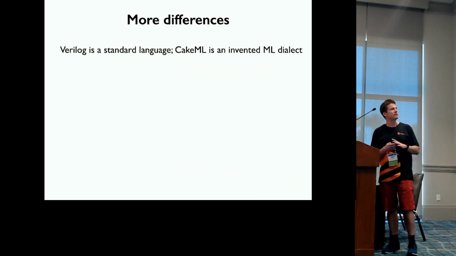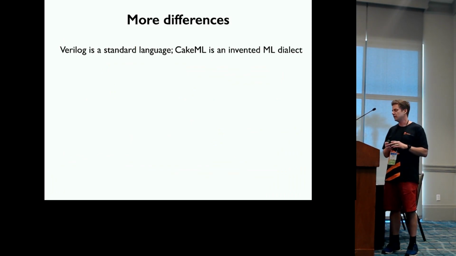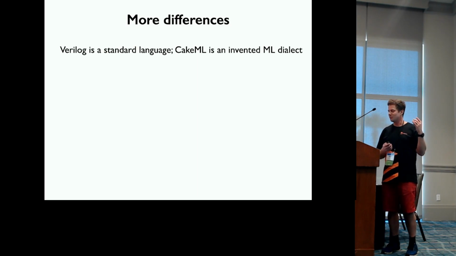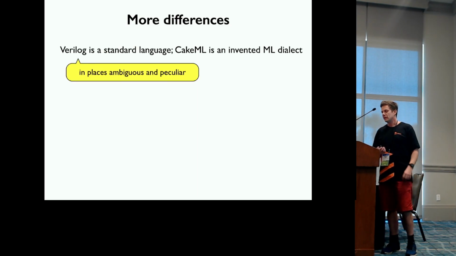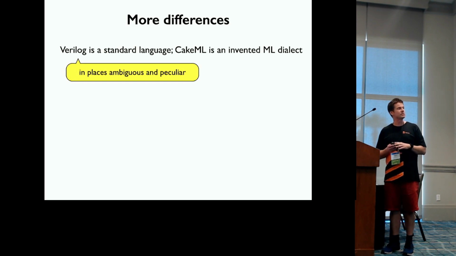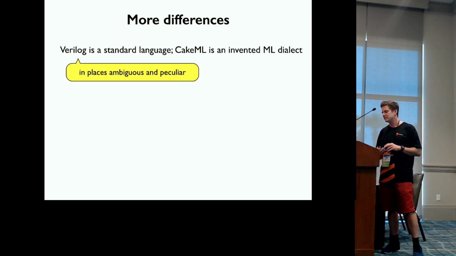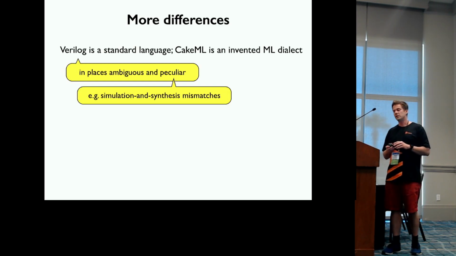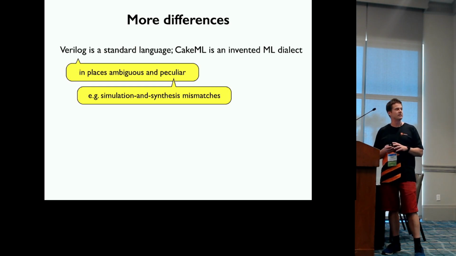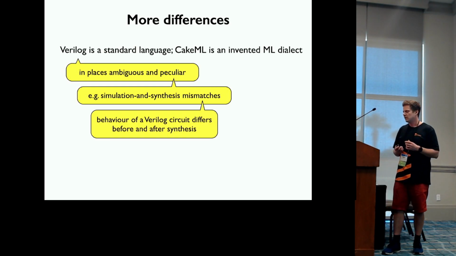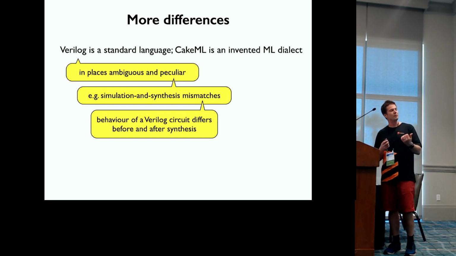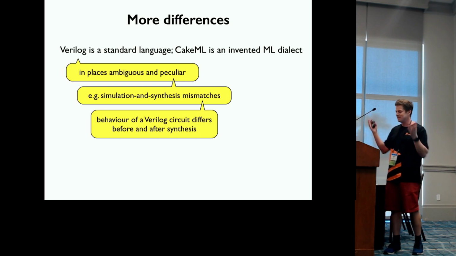More differences is that Verilog is a standard language and CakeML is an invented ML dialect, and this brought with it some complications because you have to then interface more with the reality of the standard. And Verilog, of course, is ambiguous and peculiar in some places, and one of these peculiarities is that there's so-called simulation and synthesis mismatches. So you wonder, what's this then? Well, it's the behavior of Verilog circuits differ before and after synthesis, which doesn't make any sense to me.